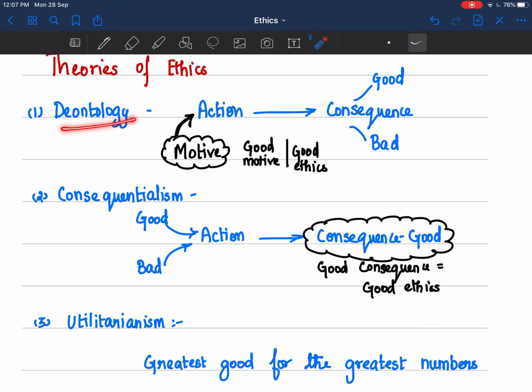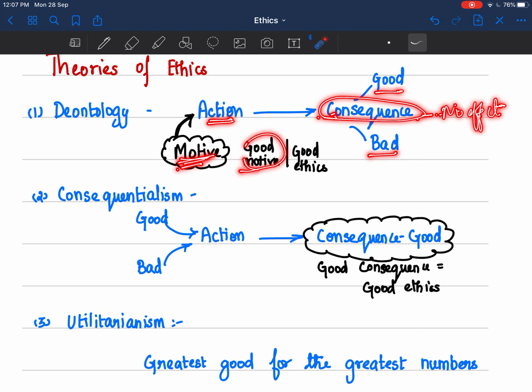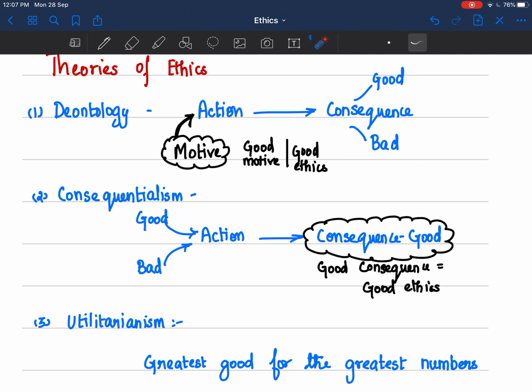So deontology is nothing but, see, you do some action based upon a motive and you have a consequence. The consequence can be good or bad, or it can have no effect. It can be any outcome. But if your motive is good, then you have good ethics. That is deontology. So deontology basically deals with the motive.